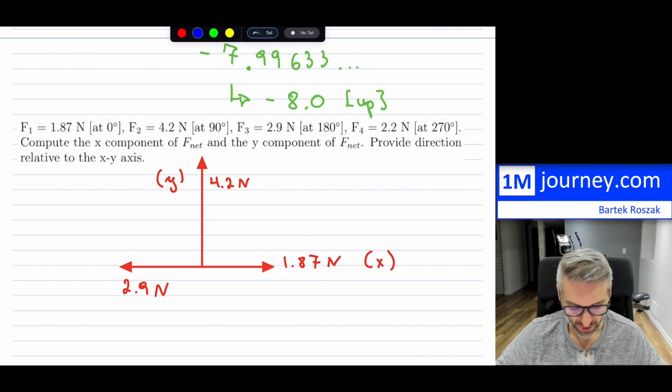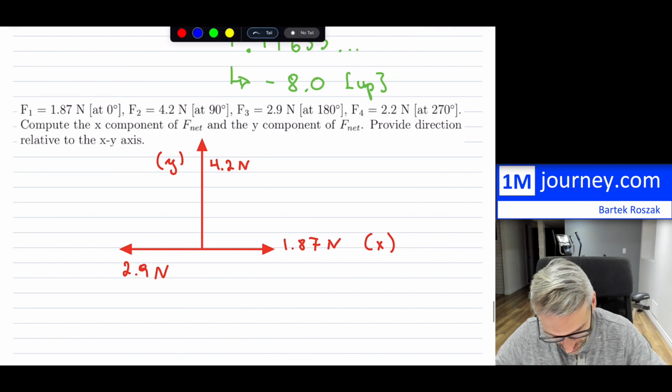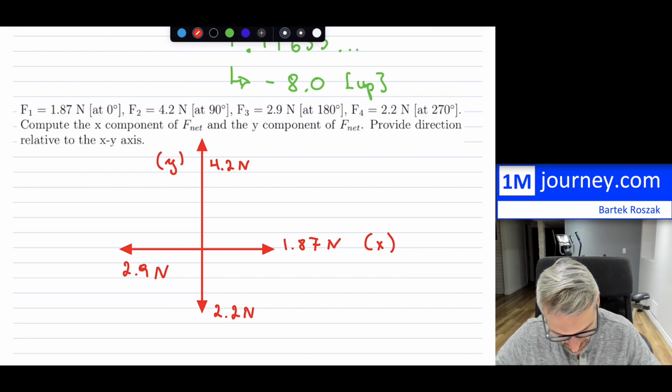Okay, so we're going to be working with the x and the y when we're finding out the net force. And then the last one for us is 2.2 newtons, and I guess this one is at 270. Well, 270 is all the way around here. So if you put that in there, this is going to be approximately 2.2 newtons. And notice it's in the opposite direction as the 4.2 that you have there.